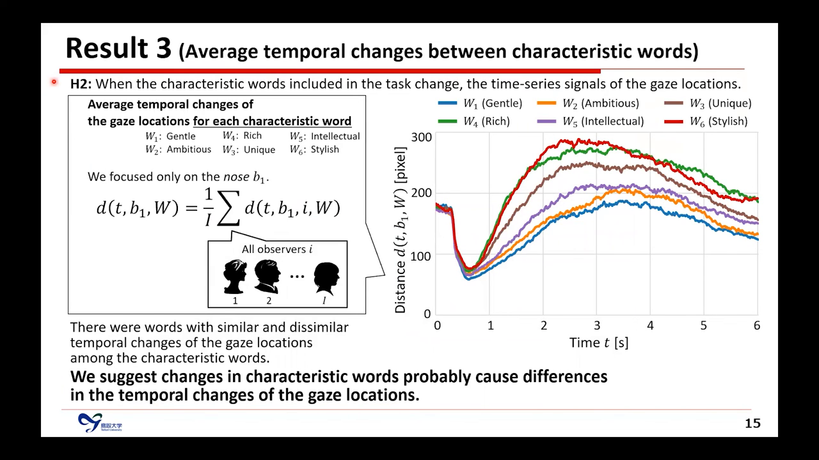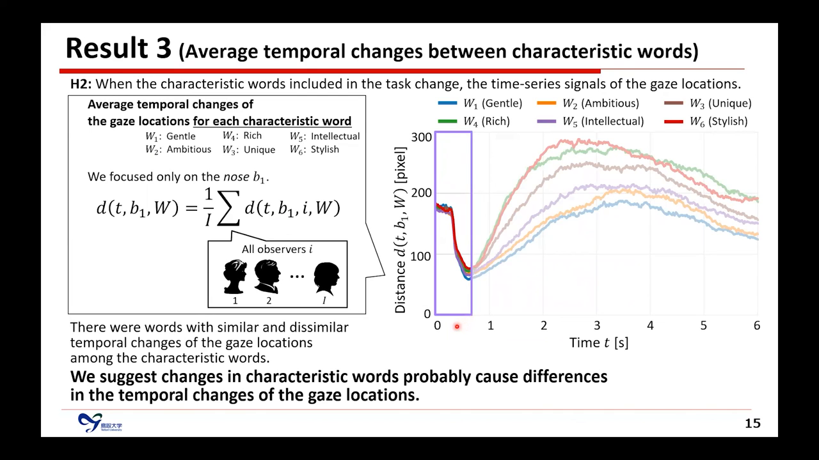We investigated hypothesis 2 by computing the average temporal change of the gaze location for each characteristic word. In this analysis, we focus only on the nose. We calculated this equation using all the observers. Each color of the line indicates each characteristic word.